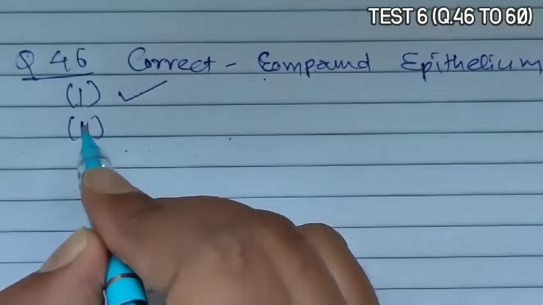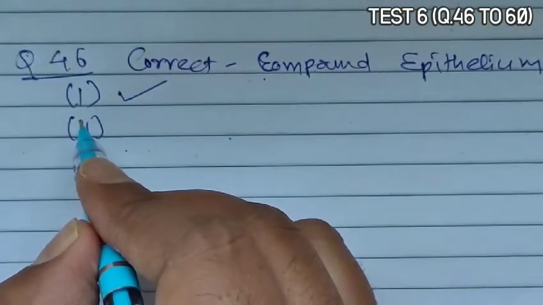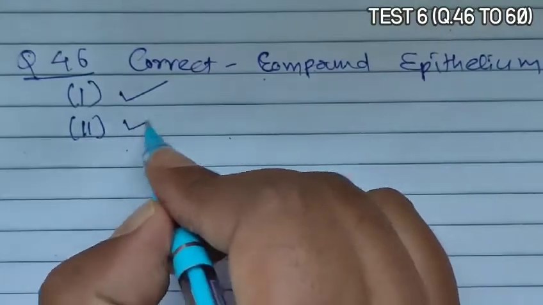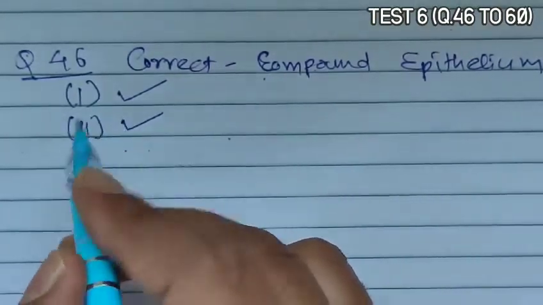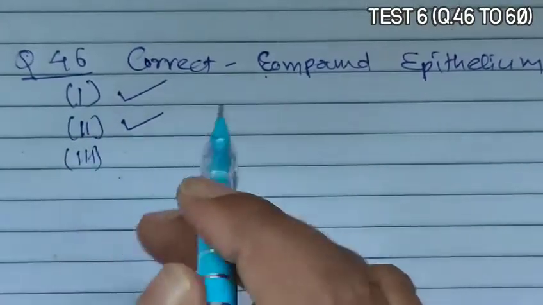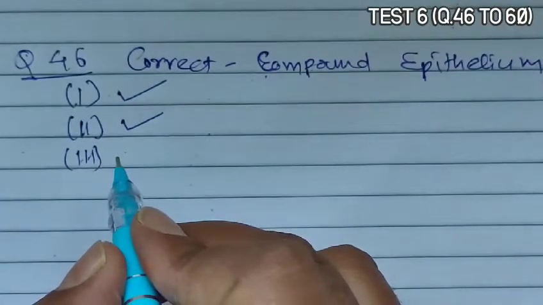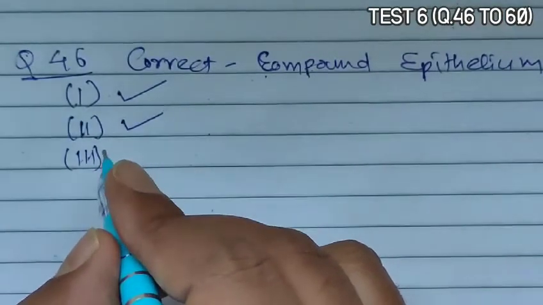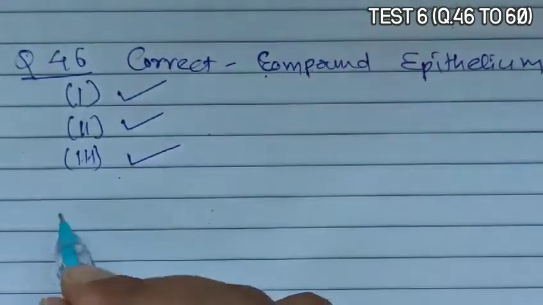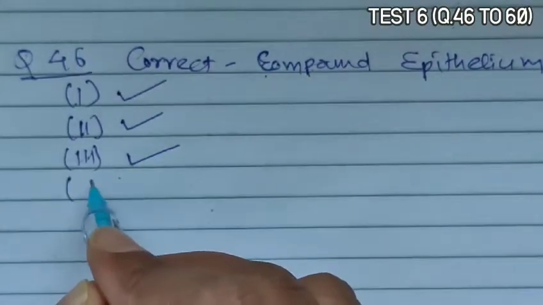Now statement 2: it has a limited role in secretion and absorption. Yes, compound epithelium has a limited role in secretion and absorption. We have discussed it a few questions before. The third statement is to provide protection against chemical and mechanical stresses. Yes, it provides protection against physical and chemical stresses.